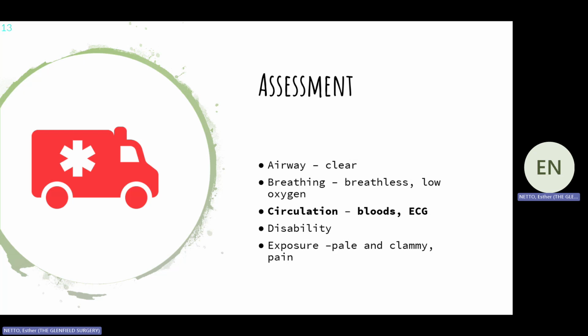Moving on to disability. So there's not a whole lot that you're going to see that's wrong in disability. Remember those 4 parameters. We're looking at the pupils, we're thinking about their GCS, we're thinking about their temperature, and we're thinking about their blood sugars. That's likely to be normal in these patients.